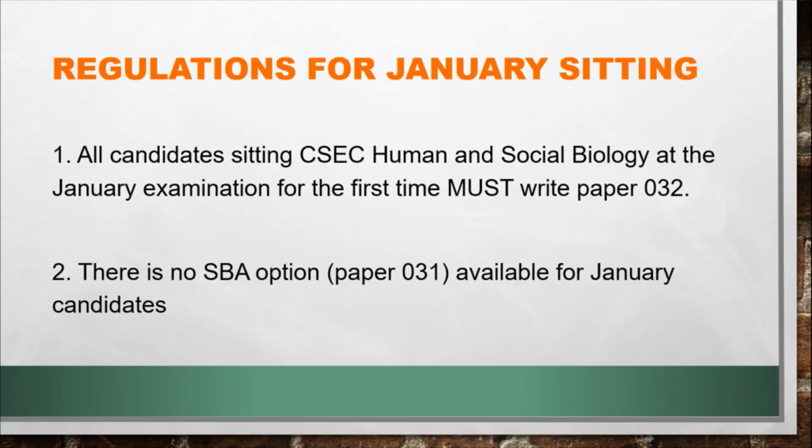So the last thing I just wanted to add before I wrap up this video, in terms of the regulations for the January sitting of the exams, please note that all candidates sitting the Human and Social Biology exam at the January sitting for the first time must write the paper 032. So they have to do the alternative paper. So if you're doing it for the first time, so not a repeat candidate or anything, there's no SBA option, no paper 031 available for our January candidates. So just bear that in mind.